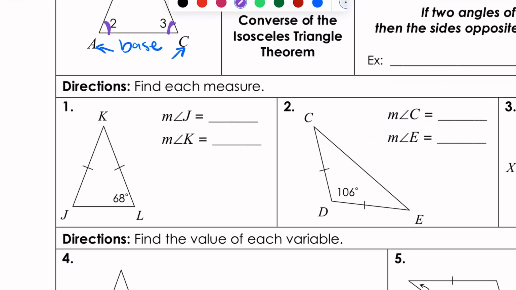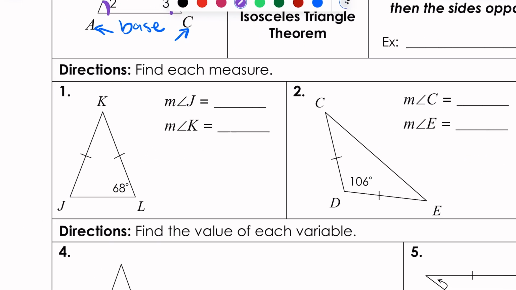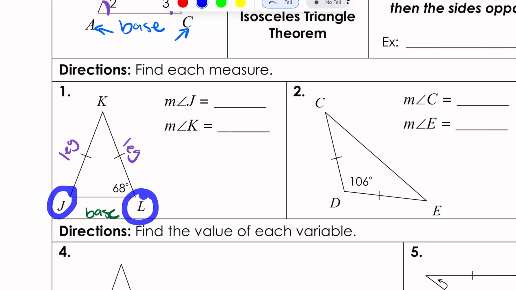So for example, number 1, line JK is a leg, line KL is a leg, and that's because they're congruent, which means JL is the base, which means angle J and angle L are base angles. Well, since they are base angles, they are congruent. So angle L is 68, which means angle J is also 68.